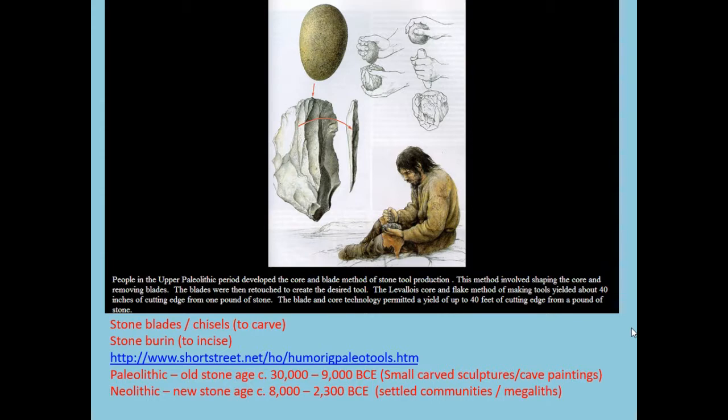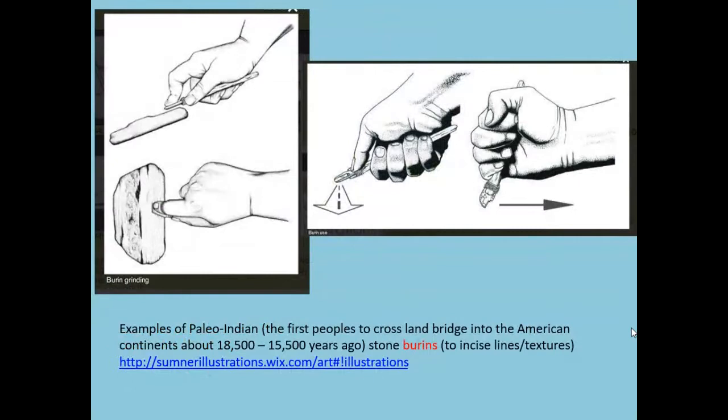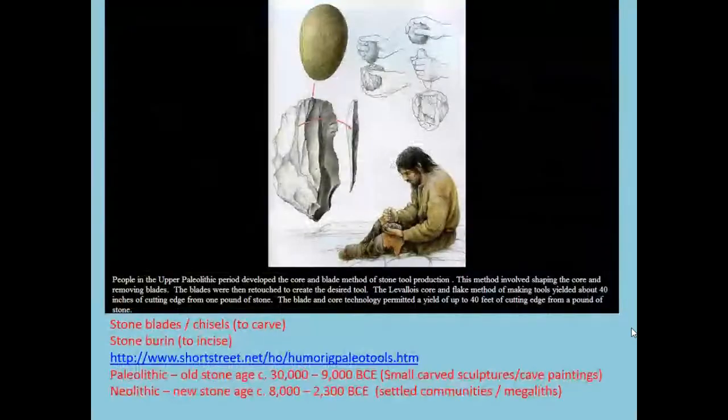The Neolithic, or the New Stone Age, would have been the time period during which we start seeing settled communities and things like the megaliths, the structures like Stonehenge. Here's your example of your stone burins on this slide compared to the stone blades on this slide.